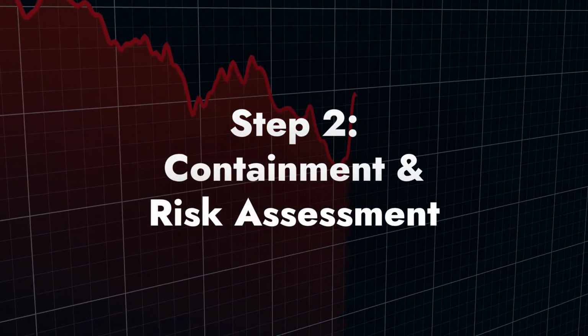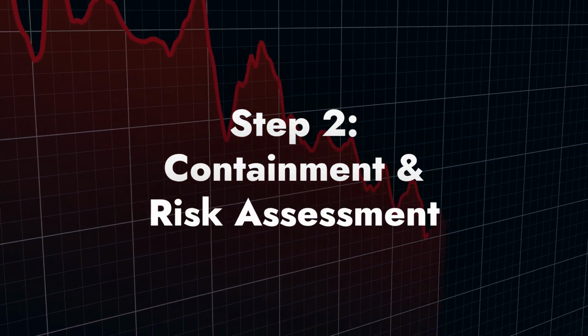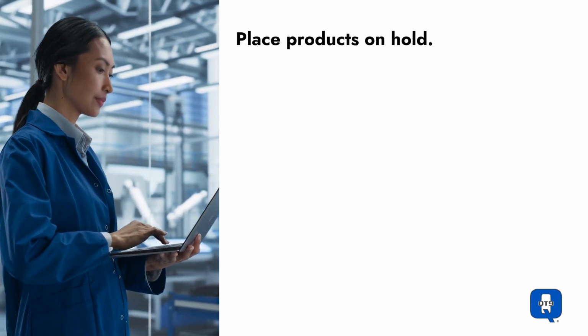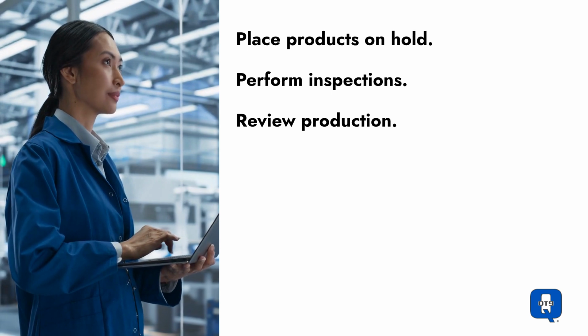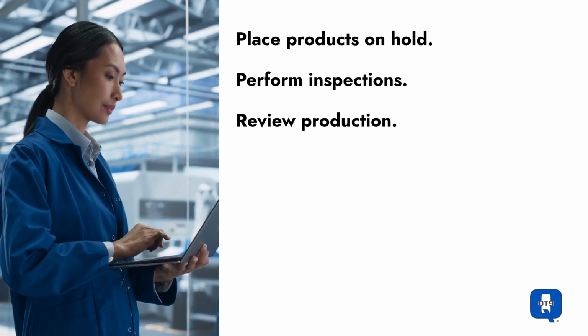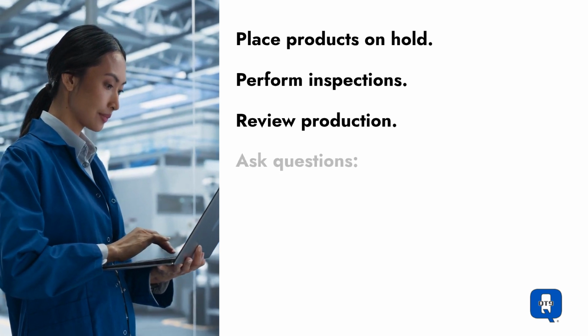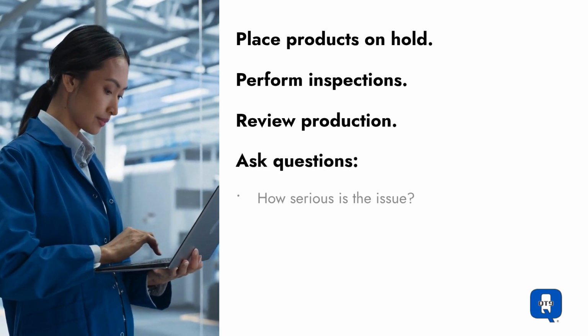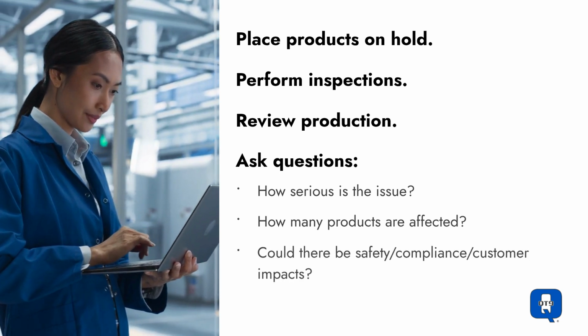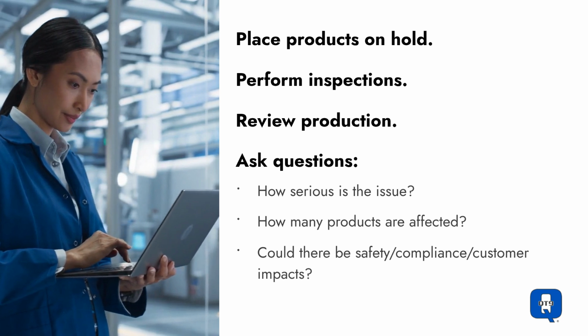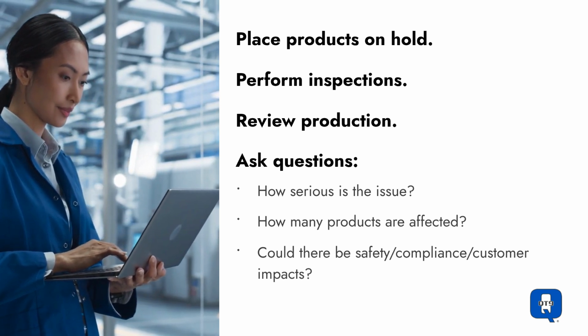Step 2 is containment and risk assessment. Before searching for the cause, the organization focuses on containment. Potentially affected products may be placed on hold, additional inspections may be performed, and production processes may be reviewed. At the same time, the quality team evaluates risk by asking questions such as, how serious is the issue? How many products might be affected? Could there be safety, compliance, or customer impacts? Answering these questions helps determine the urgency and scope of the investigation.